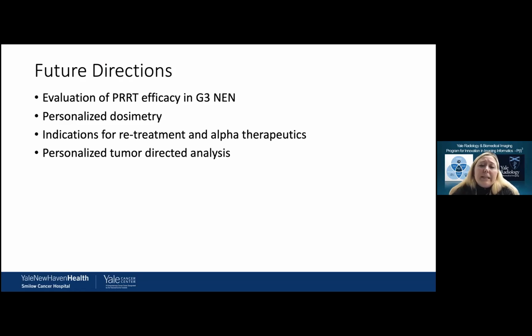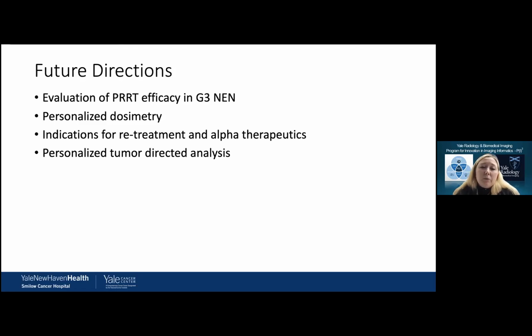And we need to evaluate indications for retreatment of patients. So after they completed the 4 cycles of therapy, what are the indications for repeat treatment, another cycle of therapy, and also of the alpha therapeutics.